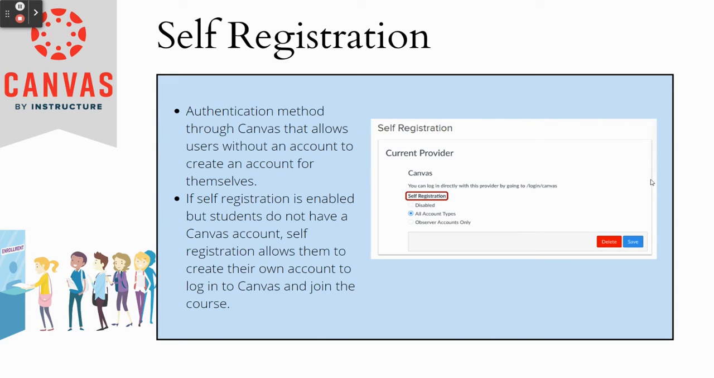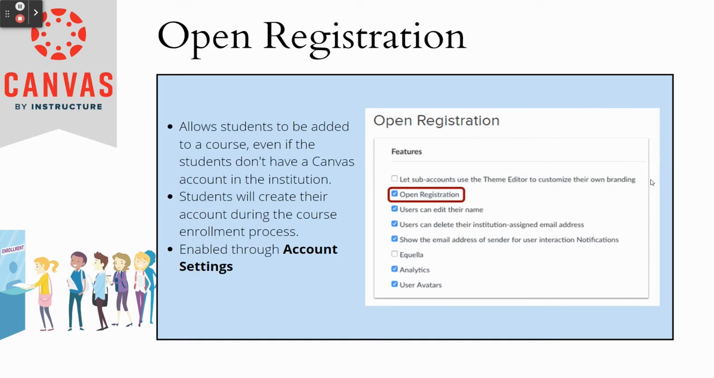Self-registration is an authentication method through Canvas that allows users without an account to create an account for themselves. If self-registration is enabled but students do not have a Canvas account, self-registration allows them to create their own account to log into Canvas and join the course. Open registration allows students to be added to a course even if the students don't have a Canvas account in the institution. Students will create their account during the course enrollment process, and this is enabled through account settings.